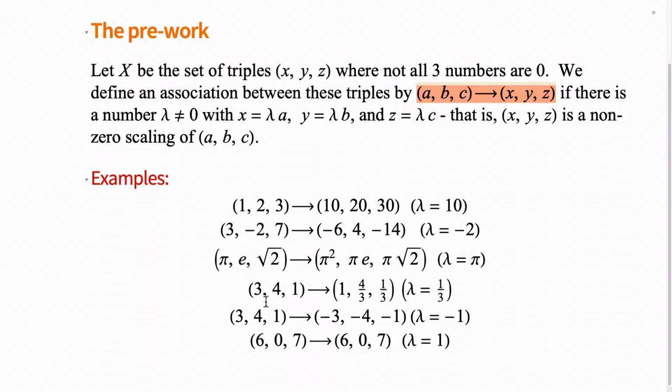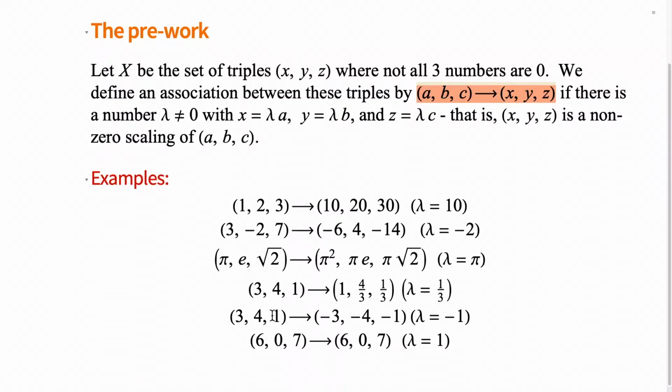3, 4, 1 is linked to the triple 1, 4/3, and 1/3. That's by using the scaling factor lambda equals 1/3. If you like, you're saying multiplying by 1/3 or dividing by 3. Likewise, the triple 3, 4, 1 is also associated to negative 3, negative 4, and negative 1 by using the scale factor lambda equals negative 1.